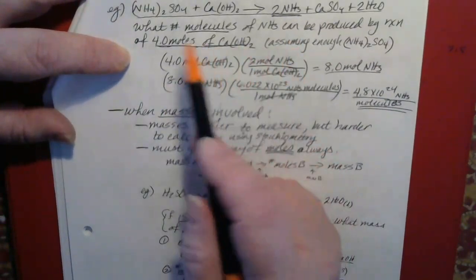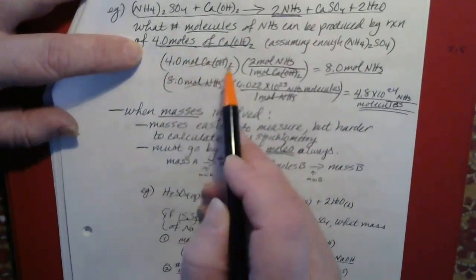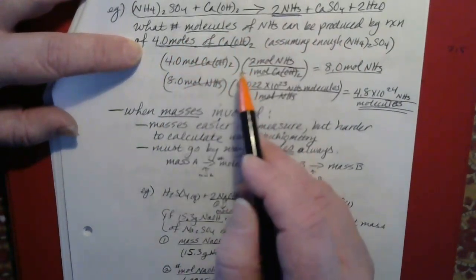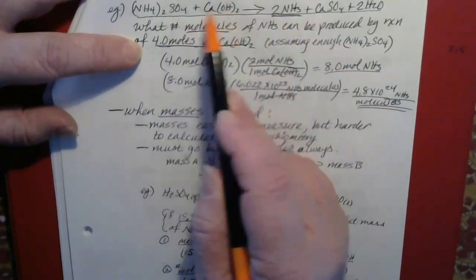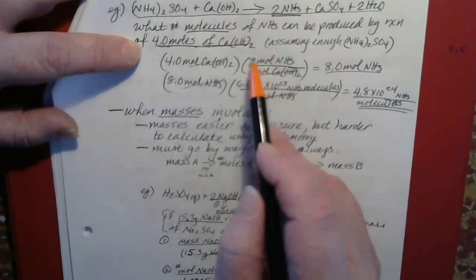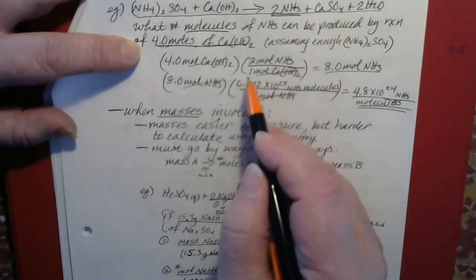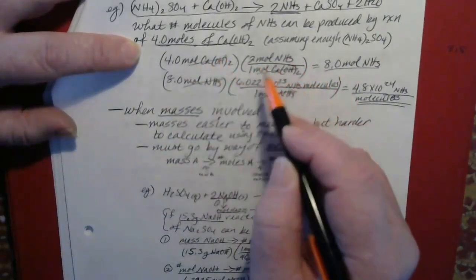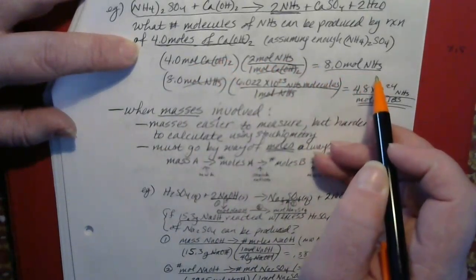All right, so we know that we're putting in 4 moles of calcium hydroxide, so that's what you start with. And look at the equation. You get 2 moles of NH3 for every 1 mole of calcium hydroxide. So it's 2 moles of NH3, what you're going to, divided by 1 mole of calcium hydroxide, which is what you're coming from. Moles of calcium hydroxide will cancel, and you get 8 moles of ammonia.